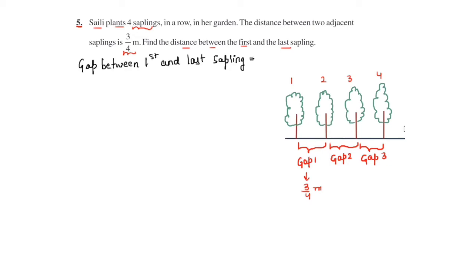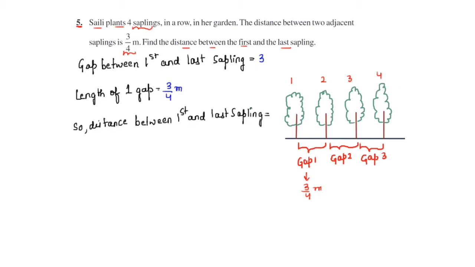So can we write the number of gaps between the first and last sapling will be 3? As we can see in the picture, the gaps between the first and the last sapling, that is 4, is 3. So we are writing 3 over here. Understood? Now according to the question, the length of one gap is already given as 3/4 meter. So we need to find the distance between the first and last sapling.